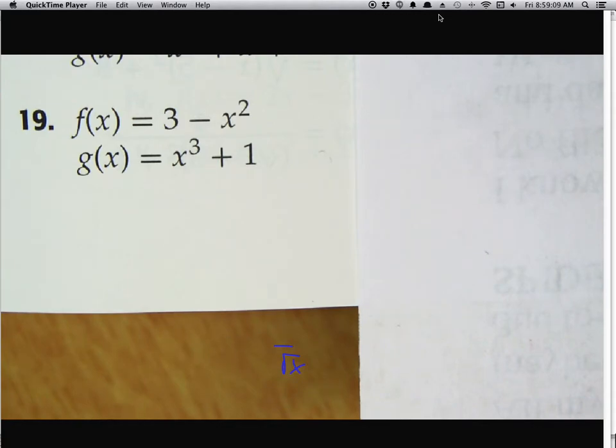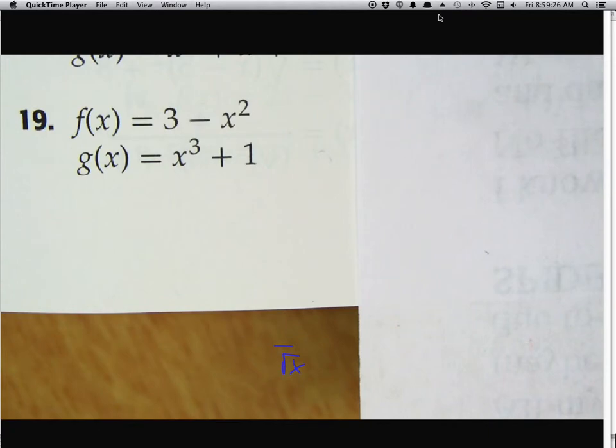How do you read that on what it wants? It's not f times g. F of g. Okay, so it says f of g of x, g of f of x, and f of g of 6. So it wants me to find those 3 things.